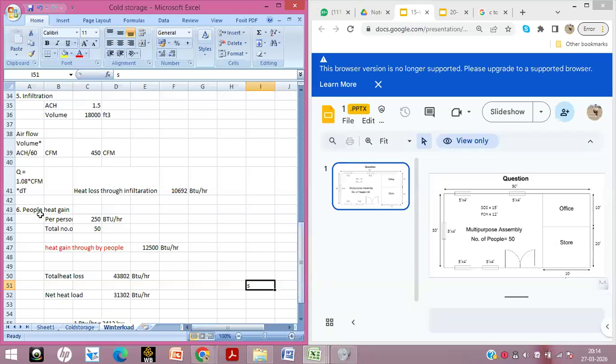People heat gain, actually, this one you're talking about? No, no, not people heat gain. This is airflow, infiltration airflow. Okay, just a second, then I'll clear these things. One second, let me open this PPT then.